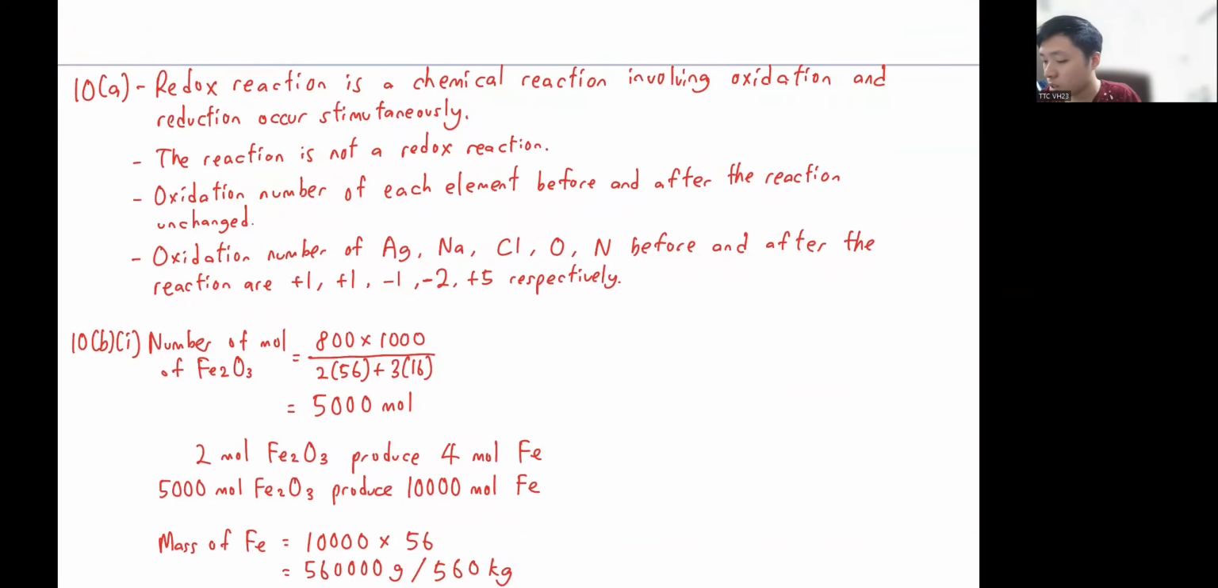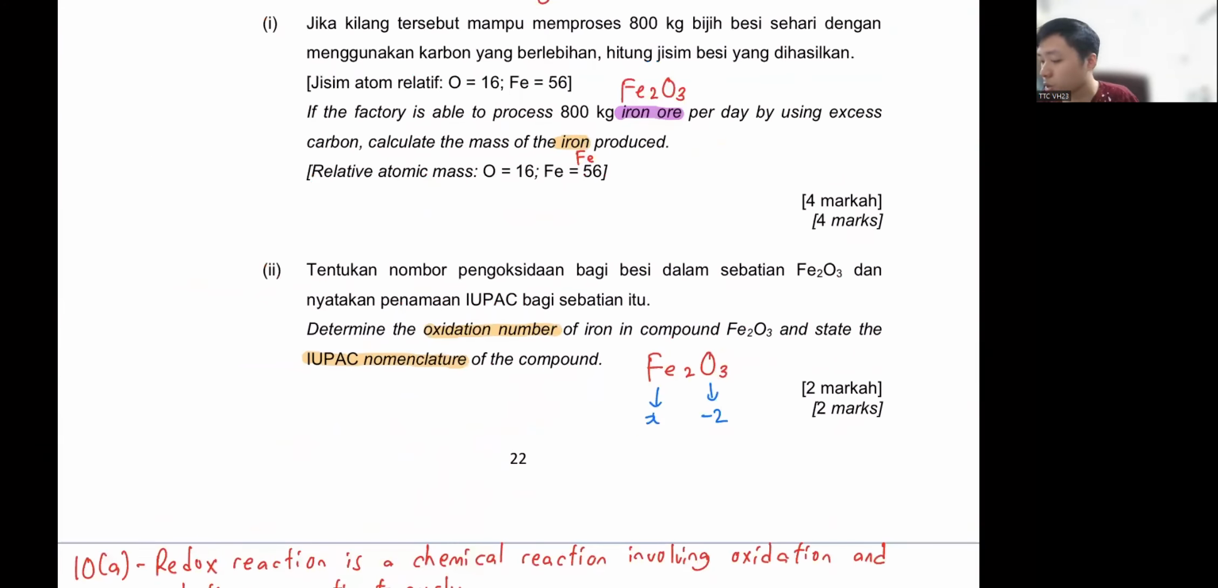Now, B2, they just ask to determine the oxidation number of iron in compound Fe2O3 and state the IUPAC nomenclature of the compound. So Fe2O3, very simple, how to count? They want to ask the oxidation number of iron. O is -2, of course, it's O2 minus already. So how to calculate? Very simple.